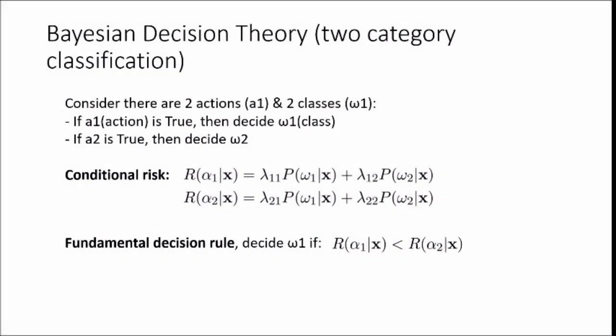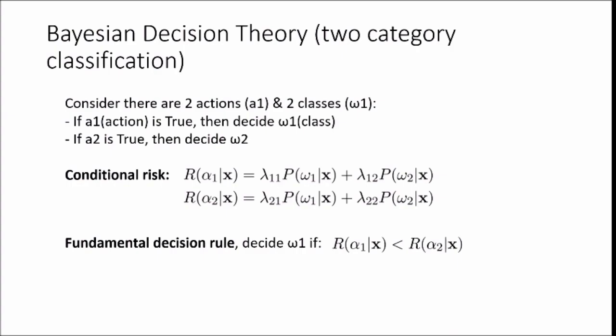For two category classification example, consider there are two actions and two classes. If action 1 is true, then we decide class 1. If action 2 is true, then we decide class 2. So this is the conditional risk formula for two category classification, for action 1 given x and action 2 given x.